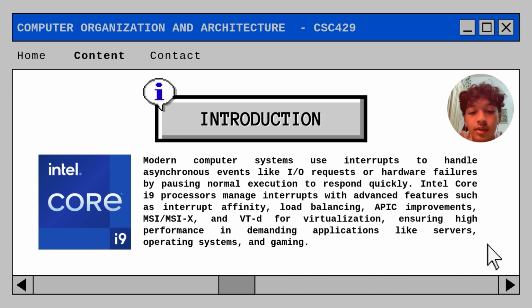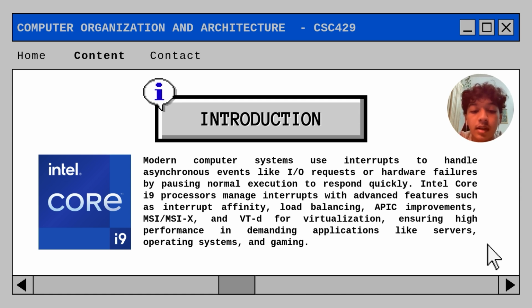So modern computer systems require efficient mechanisms for handling asynchronous events to ensure responsiveness, performance, and reliability. One such mechanism is the system interrupts. Interrupts are signals that temporarily halt the normal execution flow of a processor to respond to events such as input-output requests, timer expiration, or hardware failures.